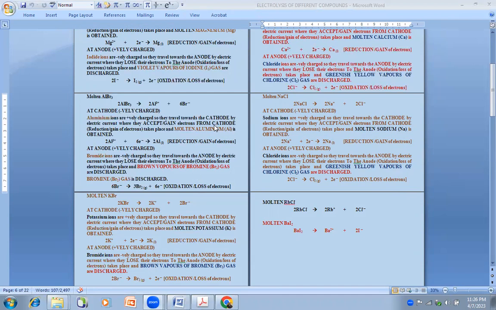So this is the topic we had to complete now. They are called molten cases. In the next session, inshallah, we will discuss the concentrated form of acid and concentrated form of salt, and then dilute solutions of acids or dilute solutions of ionic compounds.